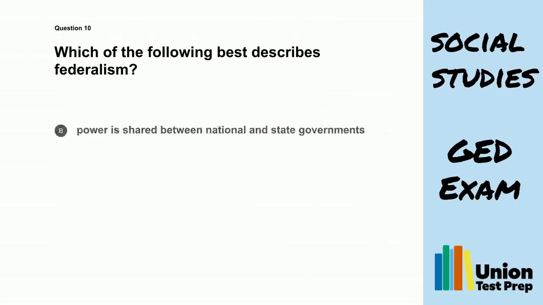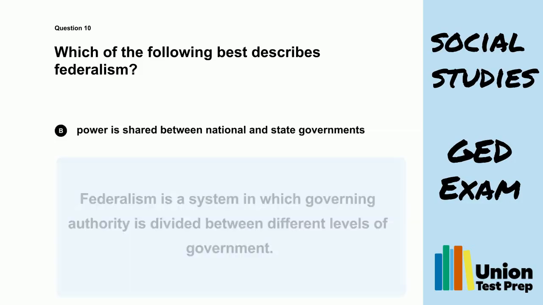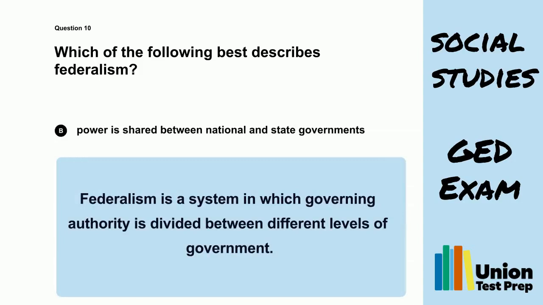The correct answer is B. Power is shared between national and state governments. Federalism is a system in which governing authority is divided between different levels of government.